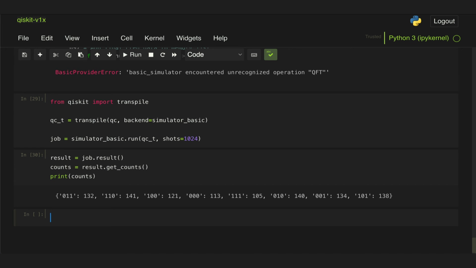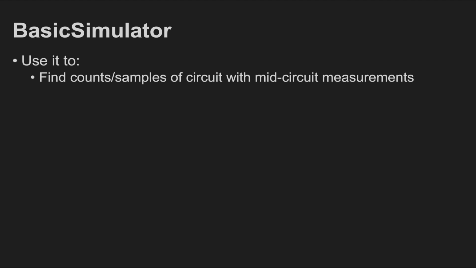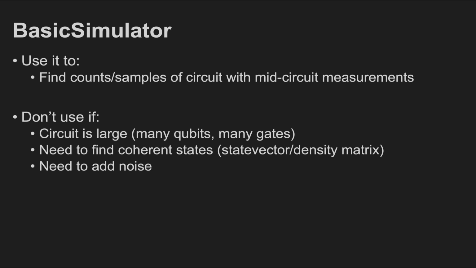So as we can see here, this basic simulator allows us to execute circuits with mid-circuit measurements, unlike the state vector class in which we couldn't do that before. So in summary, we use the basic simulator when we need to find counts or samples of a circuit that has mid-circuit measurements. However, we shouldn't use the basic simulator if our circuits are too large, because as I said, this is an inefficient implementation of a simulator.